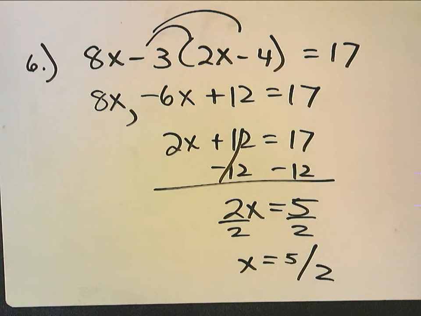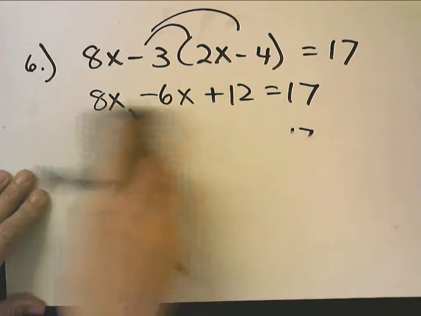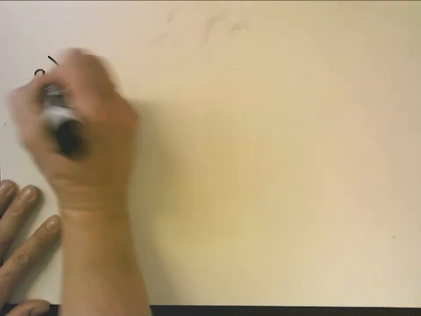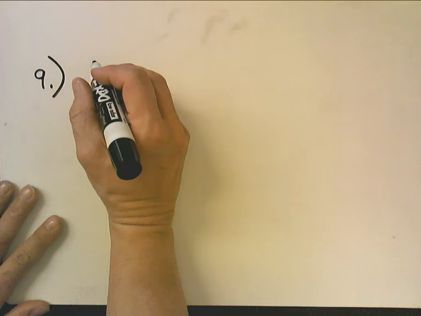Okay, so I think the next few problems are pretty similar. Number 8, you're going to end up with no solution because your variable is going to disappear and it's not going to be a true statement. Okay, for number 9, we have to define our unknowns, write an equation, and solve.